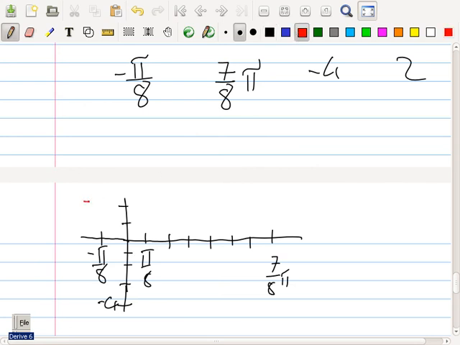So the highest is 2, which is here. The lowest is minus 4, which is here. It starts at minus pi over 8, which is here, and finishes at 7 pi over 8, which is here. I make it into a box.